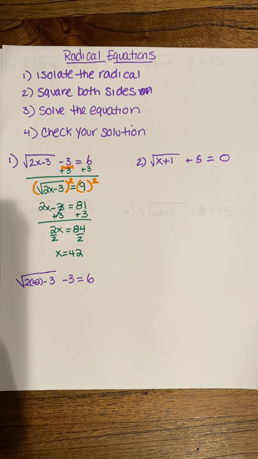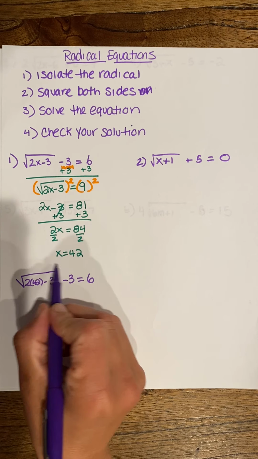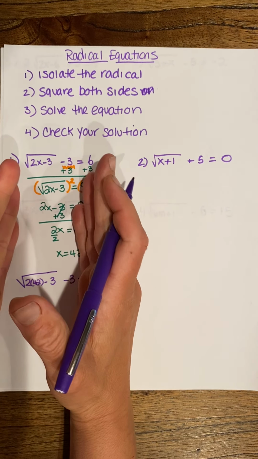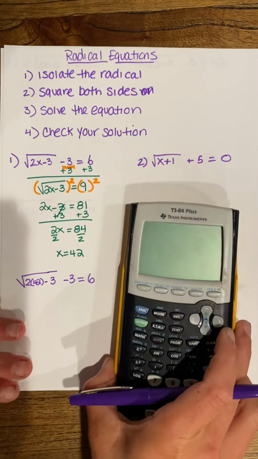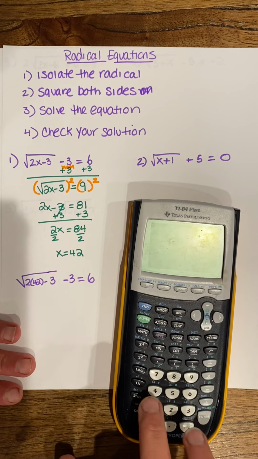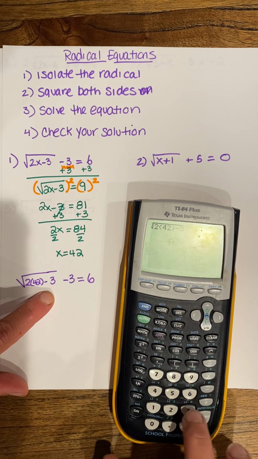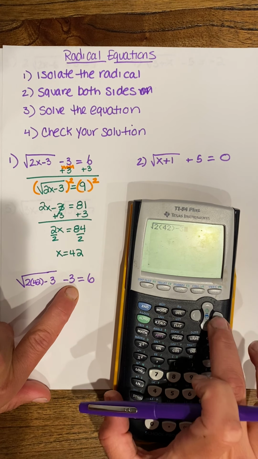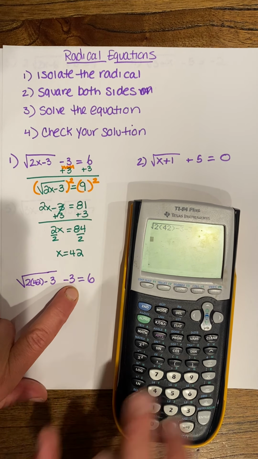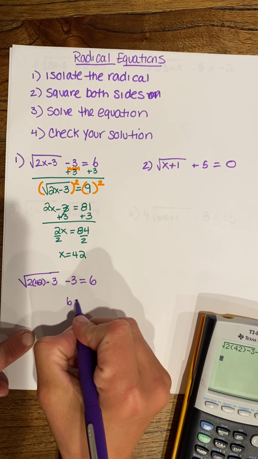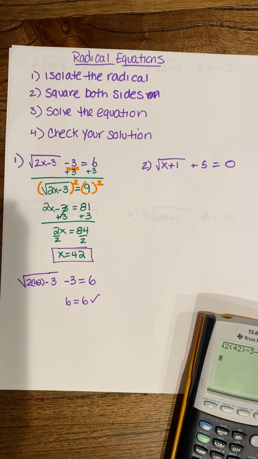So just like with the absolute value equations, you can do out this math, or you could type this whole thing into your calculator. You could type the left side into your calculator to see whatever number you have. So if you look here, I have the square root of 2 times 42 minus 3. Make sure you press to the right so that this -3 is outside the radical. Press enter. Do you see you get 6? So this is equal to 6. That is equal to 6. So 42 is definitely my answer.